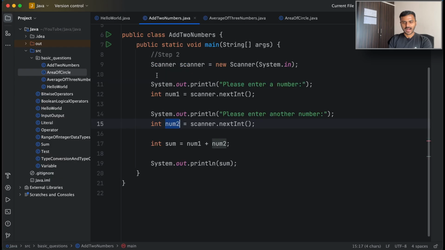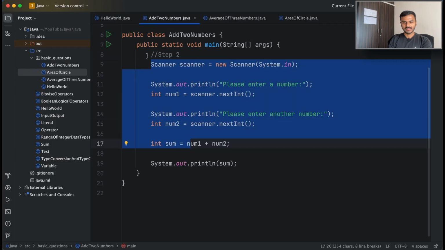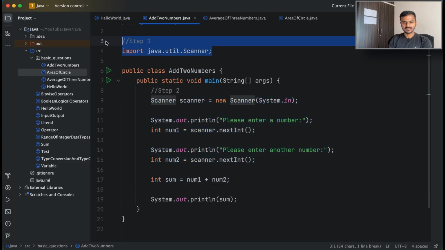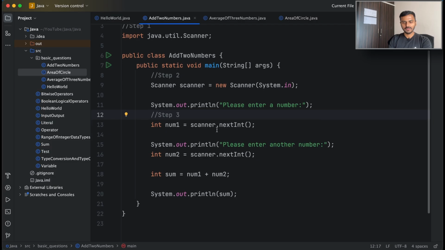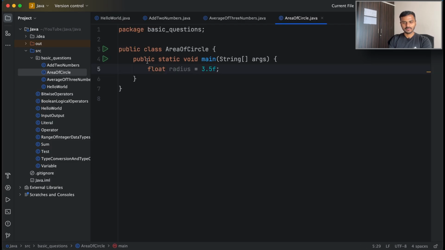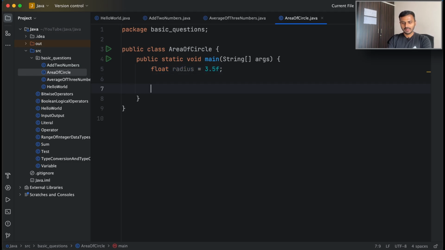Now, like in the case of add two numbers, we can go for all these three steps where we imported the scanner class, then we created an object of the scanner class, and lastly, in step number 3, we took input from the user with the help of the object of the scanner class. But what I'm doing here is not taking input from the user and instead hard coding the values. And that is because the purpose of this video is to understand how to take a question and then convert that into code that solves the question. So with that said, let's continue. Now over here, what we need to do is find the area.